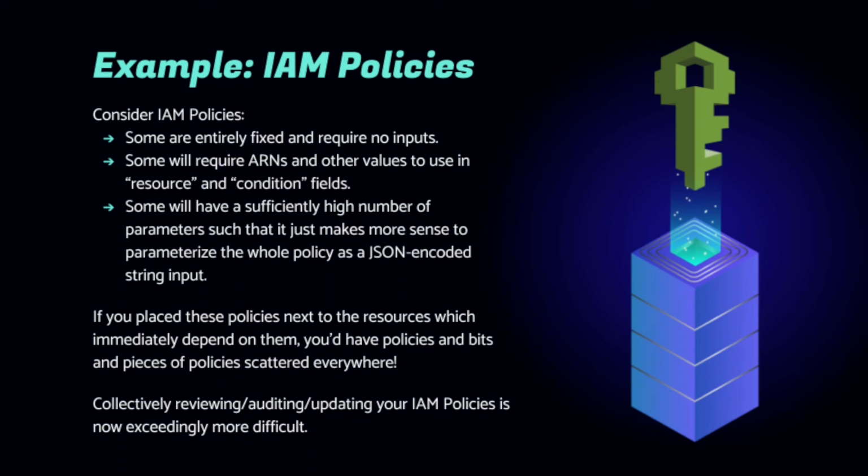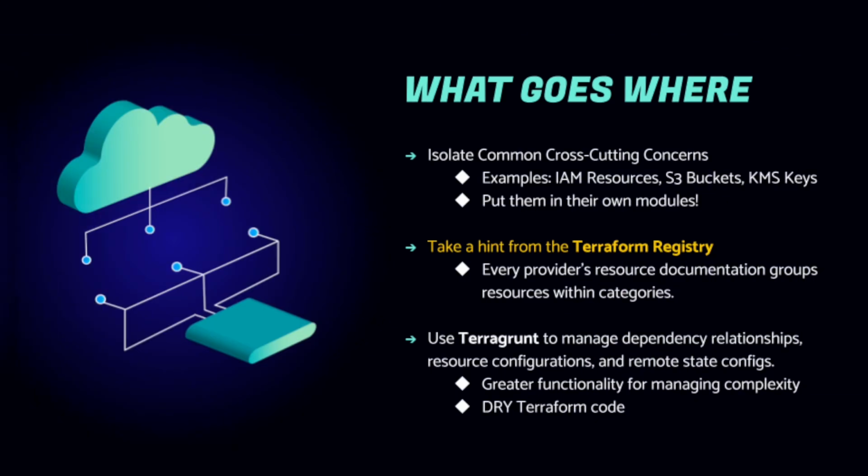This makes it exceedingly more difficult to review your IAM policies collectively. And imagine the headache that would ensue if, say, you wanted to add tags to a subset of your policies, or if perhaps AWS released some new awesome condition key and it's your job to implement it, but it must only be applied to certain policies within certain contexts. So clearly, we need to isolate key components of our infrastructure, like policy auth mechanisms.